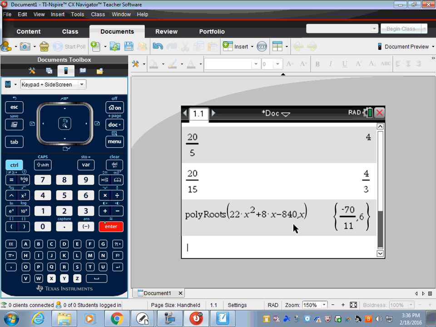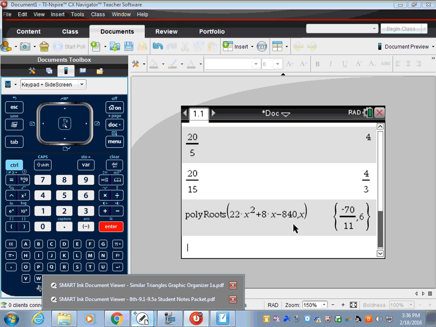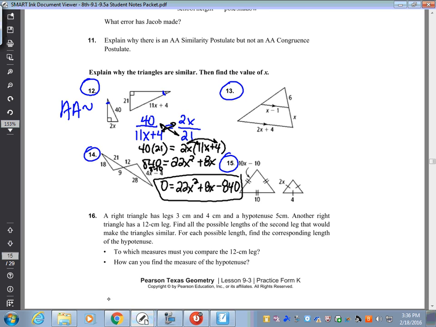Hit enter again. Do you see those numbers they gave us? Those are the answers. Those are 2 solutions. We have negative 7 over 11 and x equals 6. Okay? I'm not going to give you a quadratic, but we are going to make sure you know the shortcuts to get to the answer. Are we okay on that? All right, so back to what we were doing.